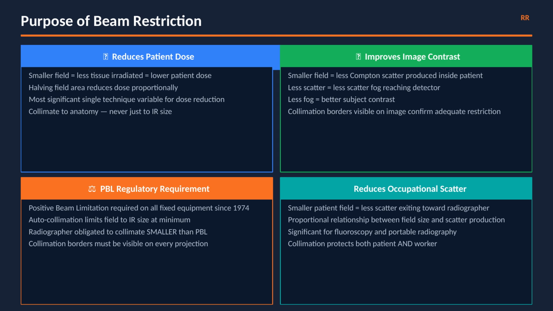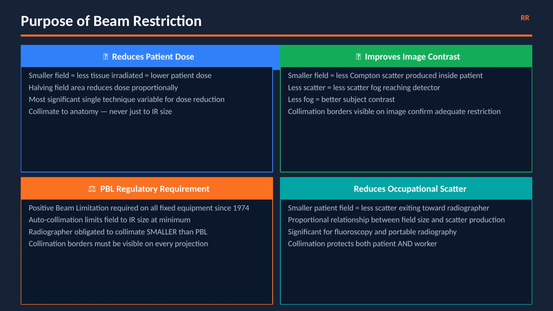It satisfies a regulatory requirement. Positive beam limitation, PBL, has been required on all fixed radiographic equipment since 1974. PBL automatically restricts the field to the image receptor size. But PBL is the regulatory minimum, not the ALARA target. Radiographers are obligated to collimate smaller than PBL whenever the anatomy allows. Collimation borders must be visible on every standard image.